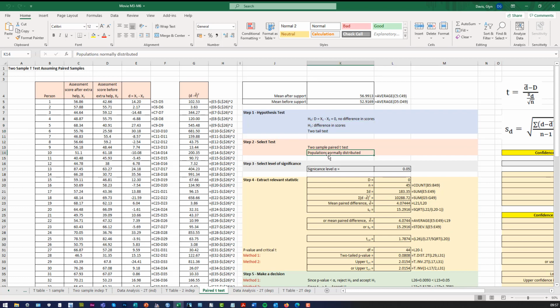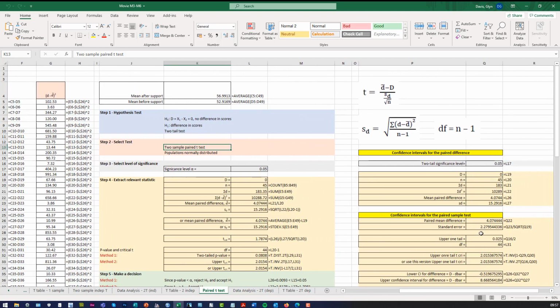Now we're told in the question in the book, because this problem comes from the book, that the populations are normally distributed. If you're not told that, then you could always do a quick check to see whether or not it's likely that the data is normally distributed. Because the data is normally distributed, we do a two-sample paired t-test. What I've done there is, as you can see, the t equation for a paired t-test, and there's the standard deviation and the degrees of freedom. These are the equations that we use.